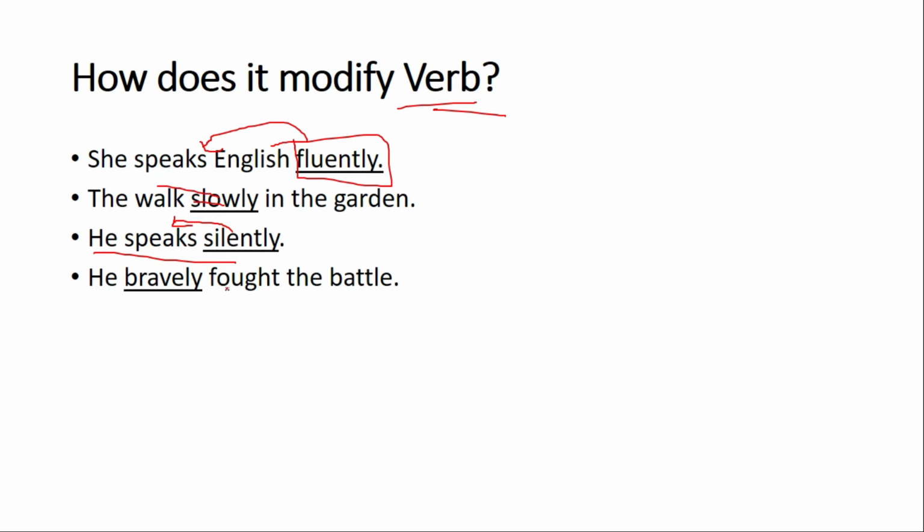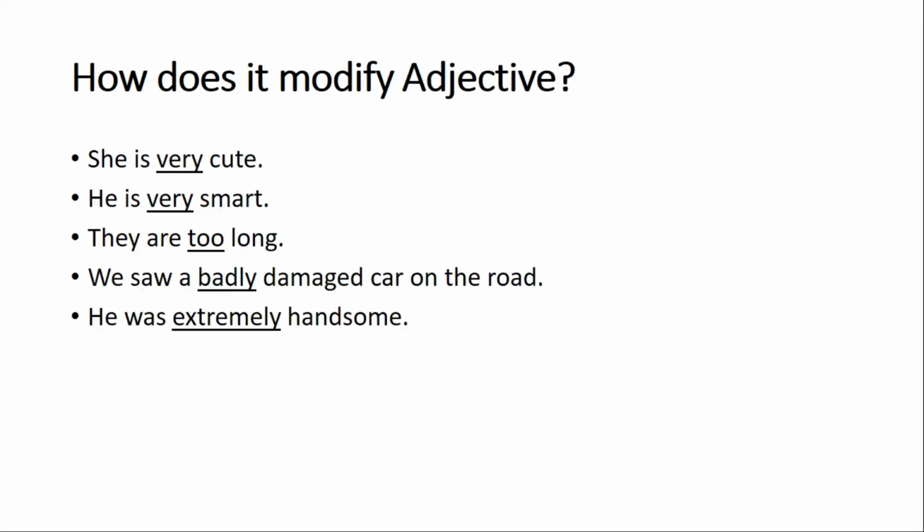He bravely fought the battle. So here bravely is an adverb. The next one is how it modifies an adjective. She is very cute. So here cute is an adjective and very is an adverb. He is very smart. So this one is an adverb and this one is an adjective.